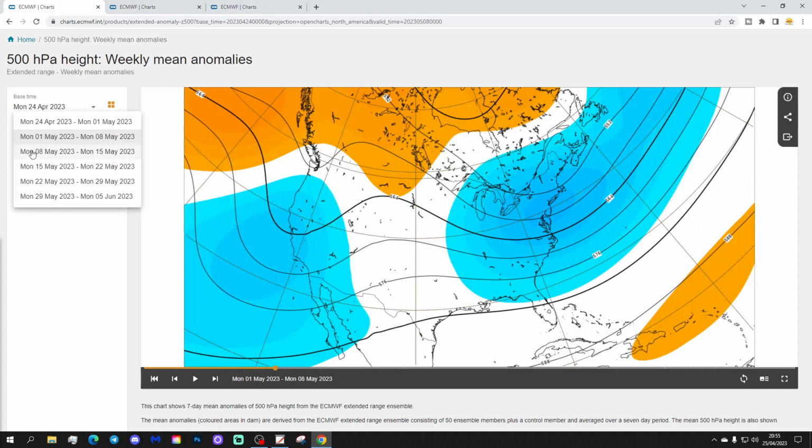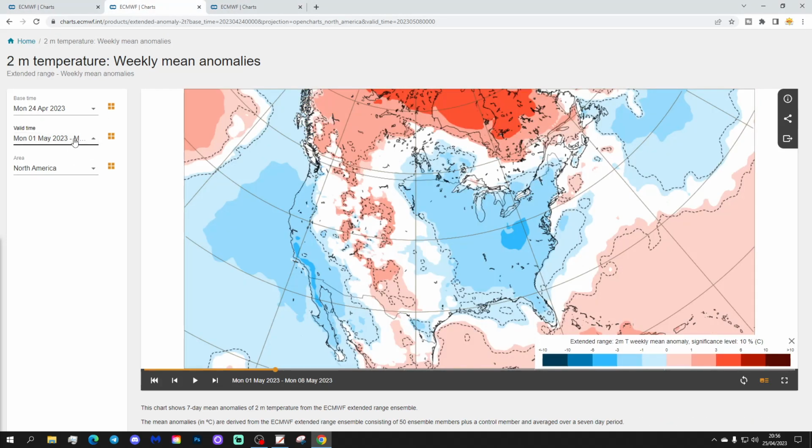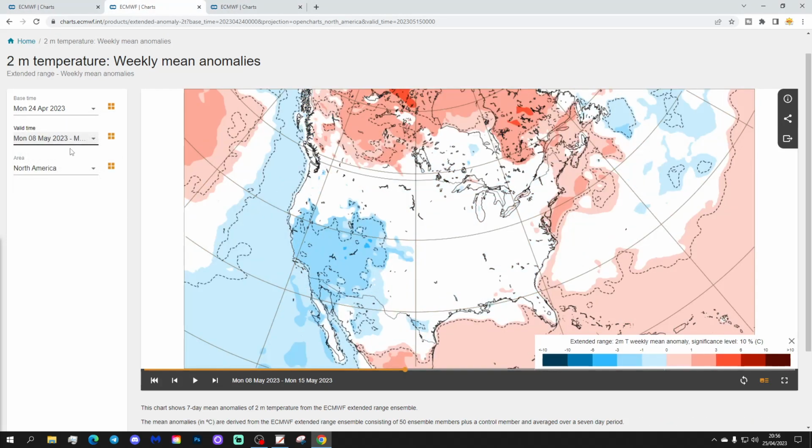Week 3 will be the 8th to the 15th of May. So then we have a ridge up to the northwest of Canada and a trough to the west of California, coming in off the Pacific. Otherwise, quite a weak signal as we go through into week 3. The temperature anomaly is going to be cooler than average through these western, southwestern states.